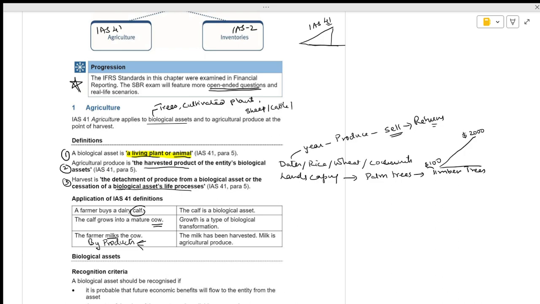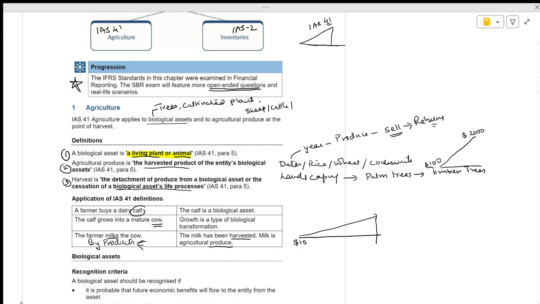The farmer milks the cow. Here we are talking about when we say the milk has been harvested. Milk is an agricultural produce. We are just taking it at a very initial stage, investing at a very initial stage a small amount. The things will grow up over a period of time, and at some specific point of time we are going to get the returns. You can take the asset for a continuous period of time.